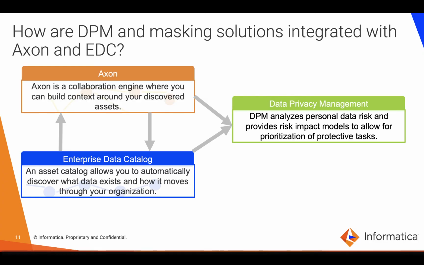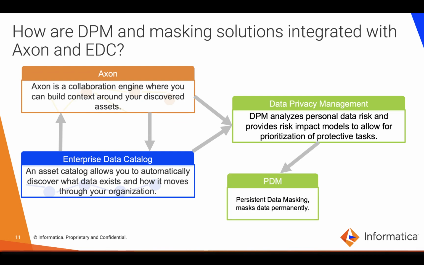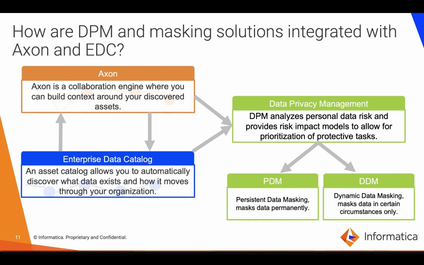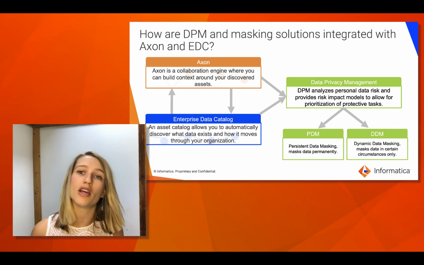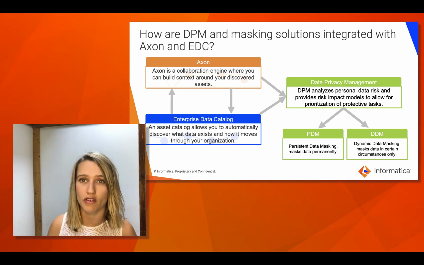Now, I briefly referred to masking in that example, and it's important to note that DPM, the data privacy management tool, connects to our masking capabilities. So we are able to mask data in two different ways. We can mask it persistently. That's generally something we would maybe want to do for test data. And we can also mask it dynamically so that it's not a permanent change, it's just something temporary when it's in certain circumstances or systems. Both of these masking technologies can be controlled and triggered from data privacy management.